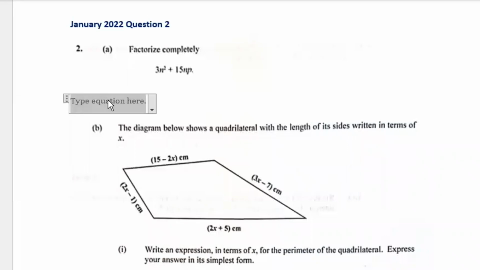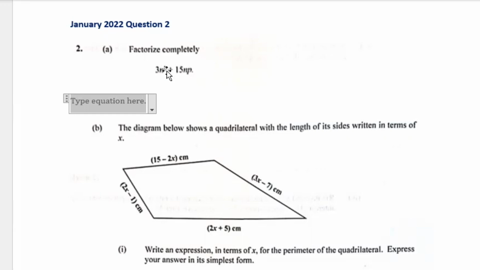Welcome back to another video, and today we'll be working the January 2022 paper 2 question 2. Question 2a says factorize completely. We know that when we're looking at an expression and factorizing it, we want to identify what kind of factorization is taking place. In most cases we're looking for what is common between the terms that are given. So we're looking for what is the common term in each term.